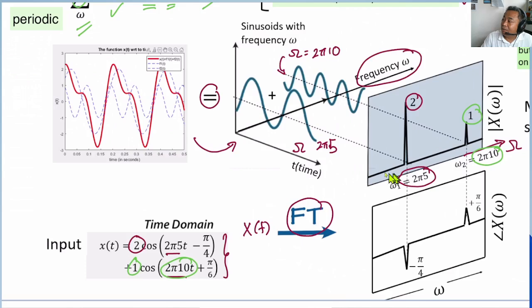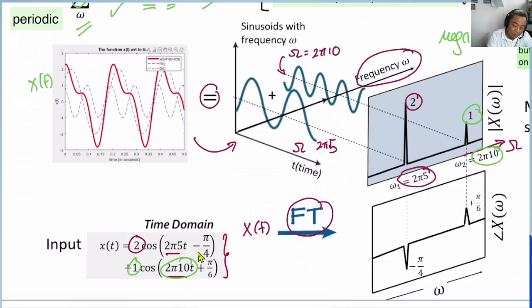So you see, in this nice diagram of representing x of t as a magnitude spectrum, we immediately can see that, oh, actually our red line is constructed by two frequencies. One at 2 pi 5 with amplitude 2, and the other one at 2 pi 10 with amplitude 1. But of course, this is not all. We need also the phase, right? Because when we have amplitude alone, it's not enough because we need the phase shift.